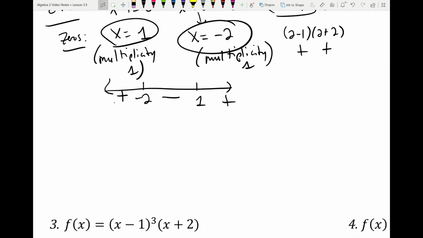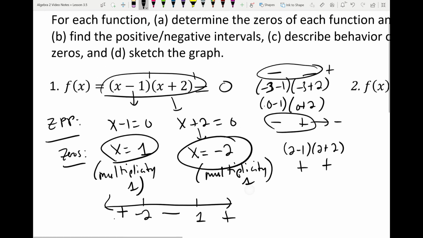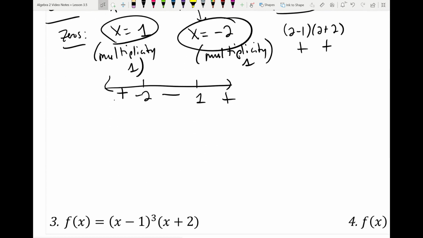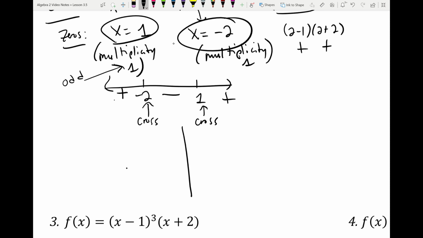All right, so now we know where it increases and decreases. Let's do the behavior. We know that at negative 2 it's going to cross, and at 1 it's going to cross. How do we know it's going to cross? Because the multiplicities are odd. If the multiplicity is odd, then it crosses. So now we can draw a quick sketch. We have negative 2.